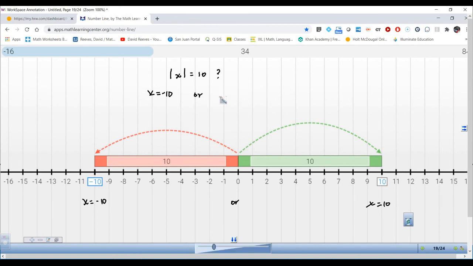There are two values, two numbers who have the same absolute value, because again, you can always go to the right and go to the left.